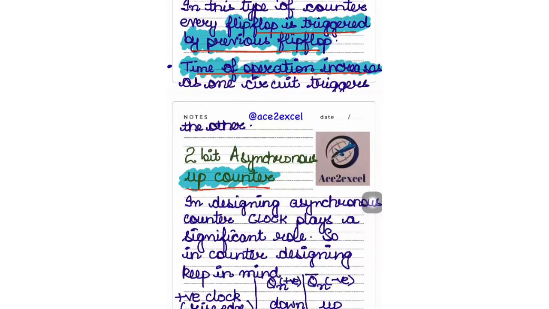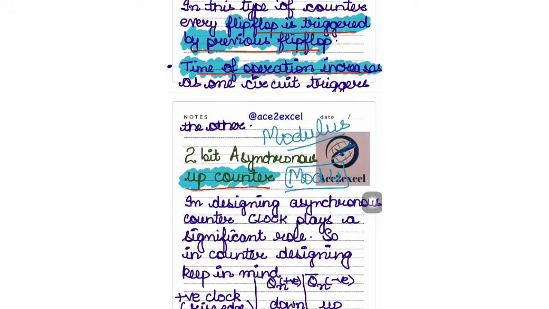Another term associated with counters is mod. Mod, also known as modulus, is defined as the number of states a counter counts. If I say I am going to design a 2-bit asynchronous up counter, that means this counter is also known as a mod 4 counter. Mod 4 means it will count 4 states.